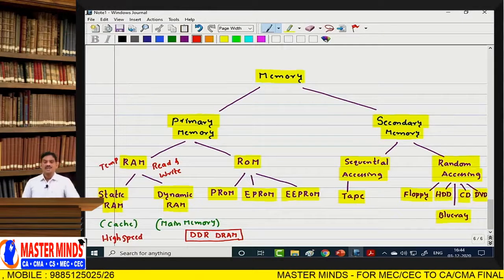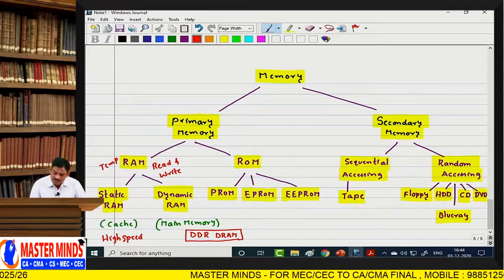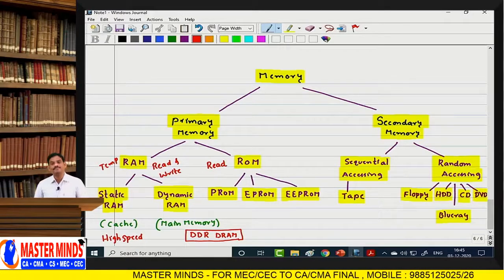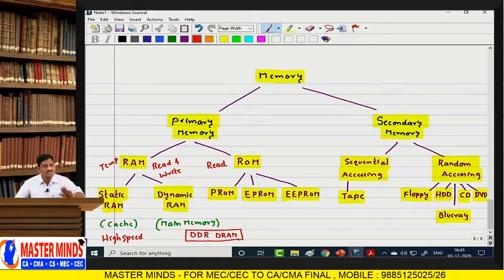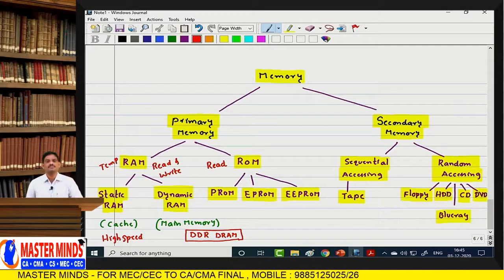Right. Next one is read only memory, ROM. It performs only read operation but not write onto the ROM. It is used by motherboard manufacturers in order to write their control programs.